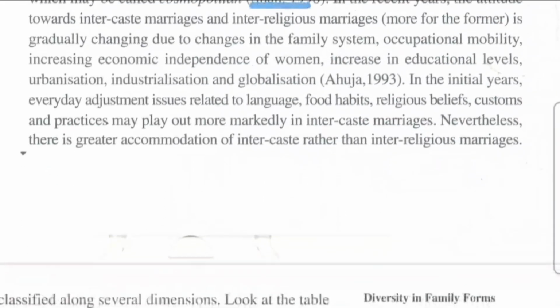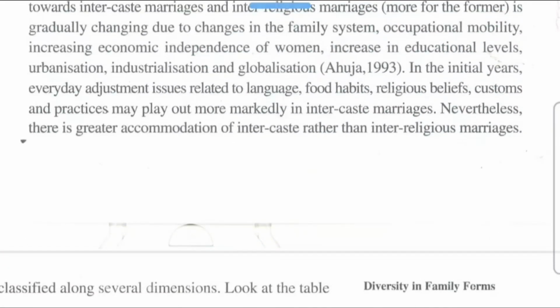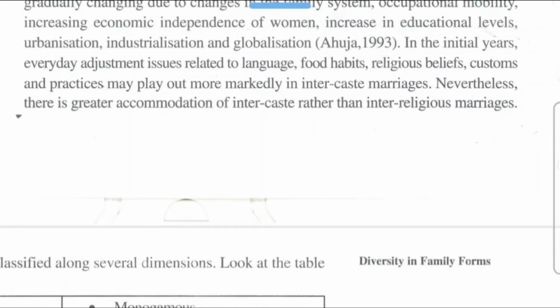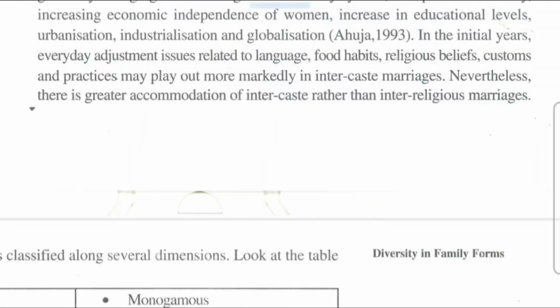(Ahuja, 1993). In the initial years, everyday adjustment issues related to language, food habits, religious beliefs, customs and practices may play out more markedly in intercaste marriages. Nevertheless, there is greater accommodation of intercaste rather than interreligious marriages.